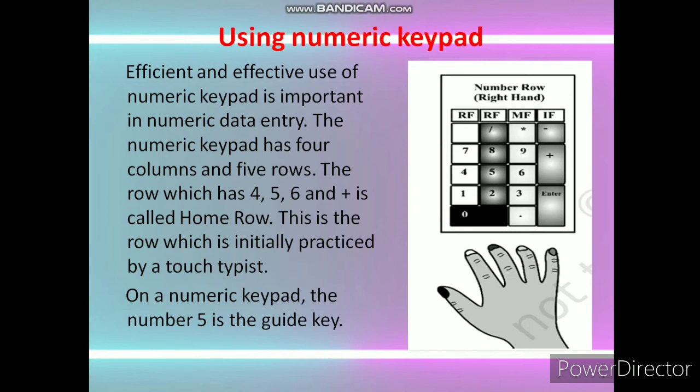Using the numeric keypad. Efficient and effective use of the numeric keypad is important in numeric data entry. The numeric keypad has 4 columns and 5 rows. The row which has 4, 5, 6 and plus is called the home row. This is the row which is initially practiced by a touch typist. On a numeric keypad, the number 5 is the guide key. It has a small raised tangible mark which serves as a guide for the touch typist in the placement of fingers on other keys.